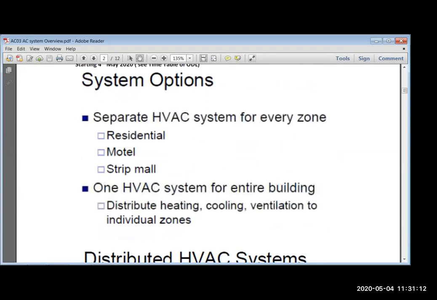What type of system can you design? If you are asked to design an HVAC system for a building, there are two options: a separate HVAC system for every zone, or one HVAC system for the entire building.